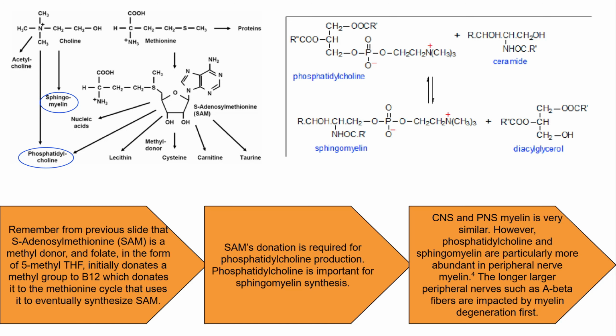Sam's donation is required for phosphatidylcholine production, and phosphatidylcholine is actually important in the sphingomyelin synthesis process. If you remember from the pyridoxine or vitamin B6 video, sphingomyelin is important for myelin production. Note, these molecules are more important in the peripheral nerve myelin, and longer, larger peripheral nerves, such as A beta fibers, are impacted by myelin degeneration first.